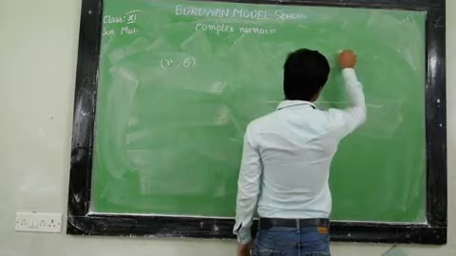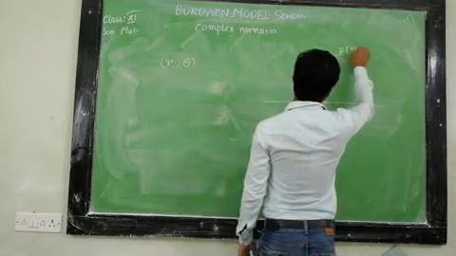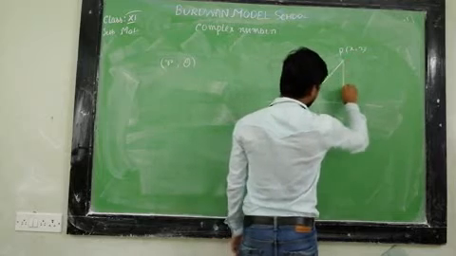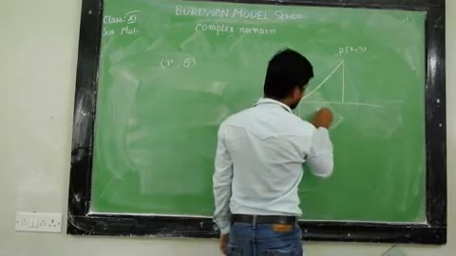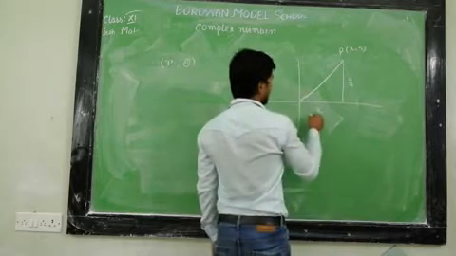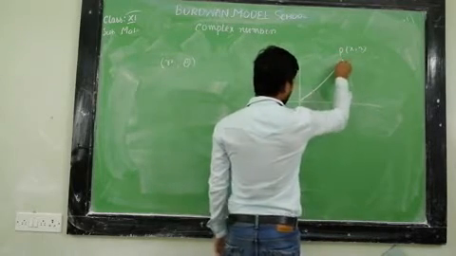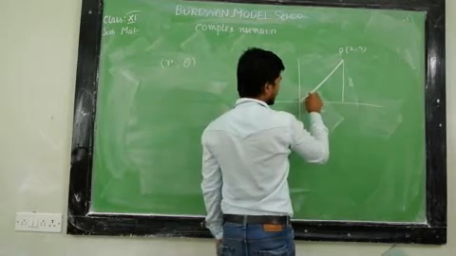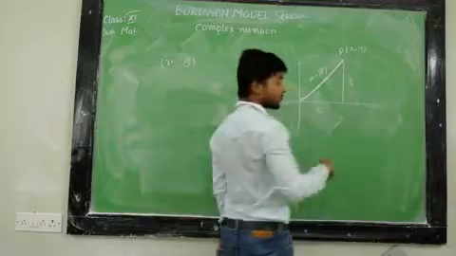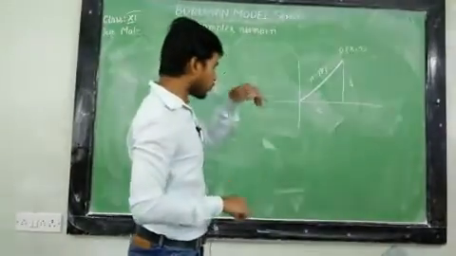So let us consider a point P whose coordinates are x comma y in the complex plane. So this distance is x and this distance is y. Okay, and let the distance of the point P from the origin be r, which is called mod of z. r means mod of z.